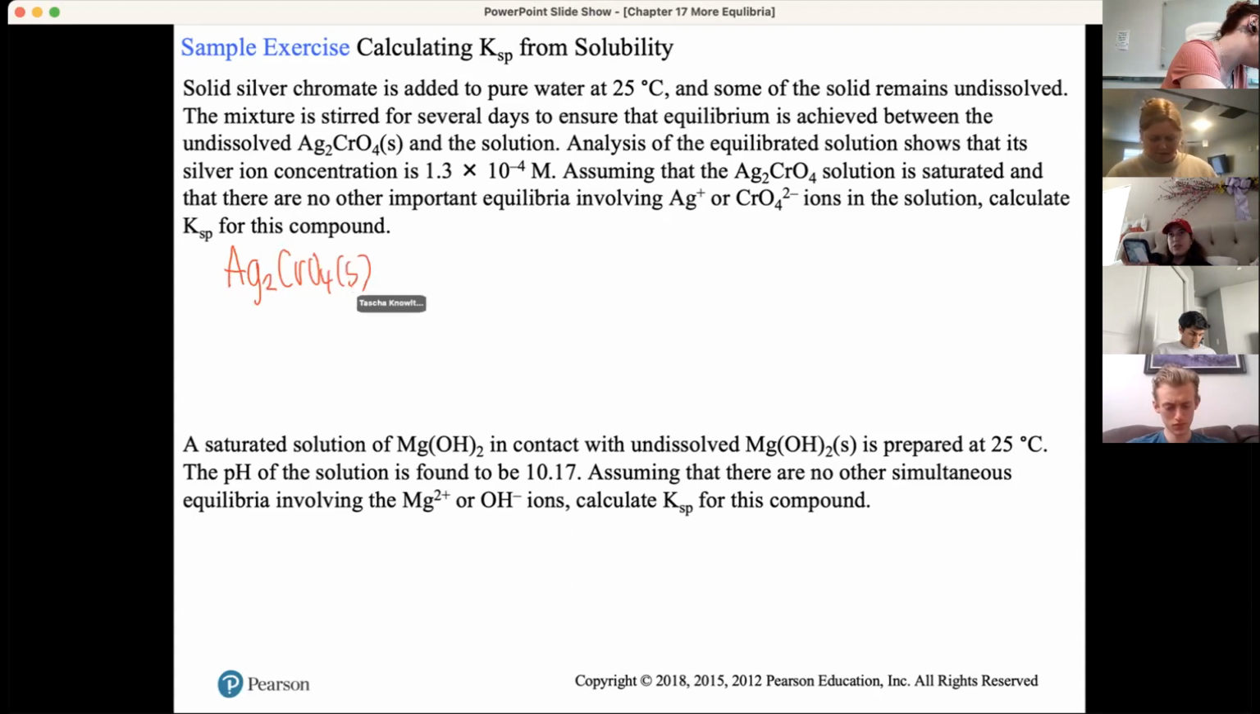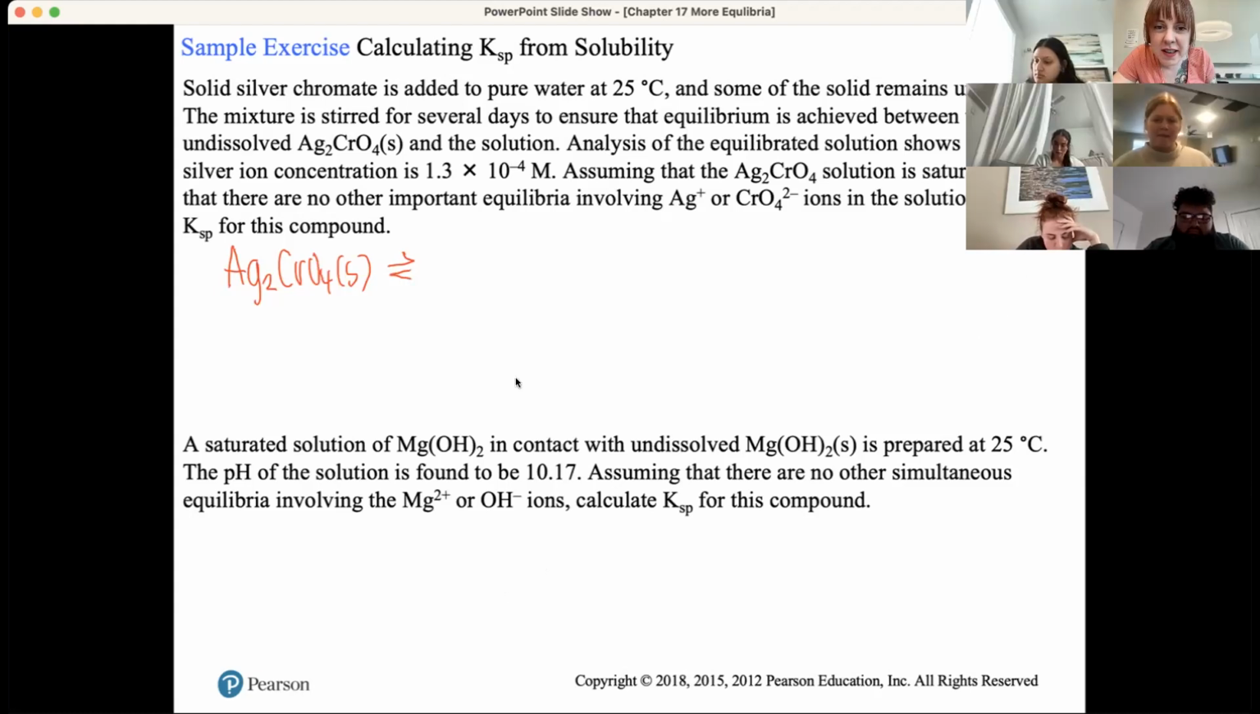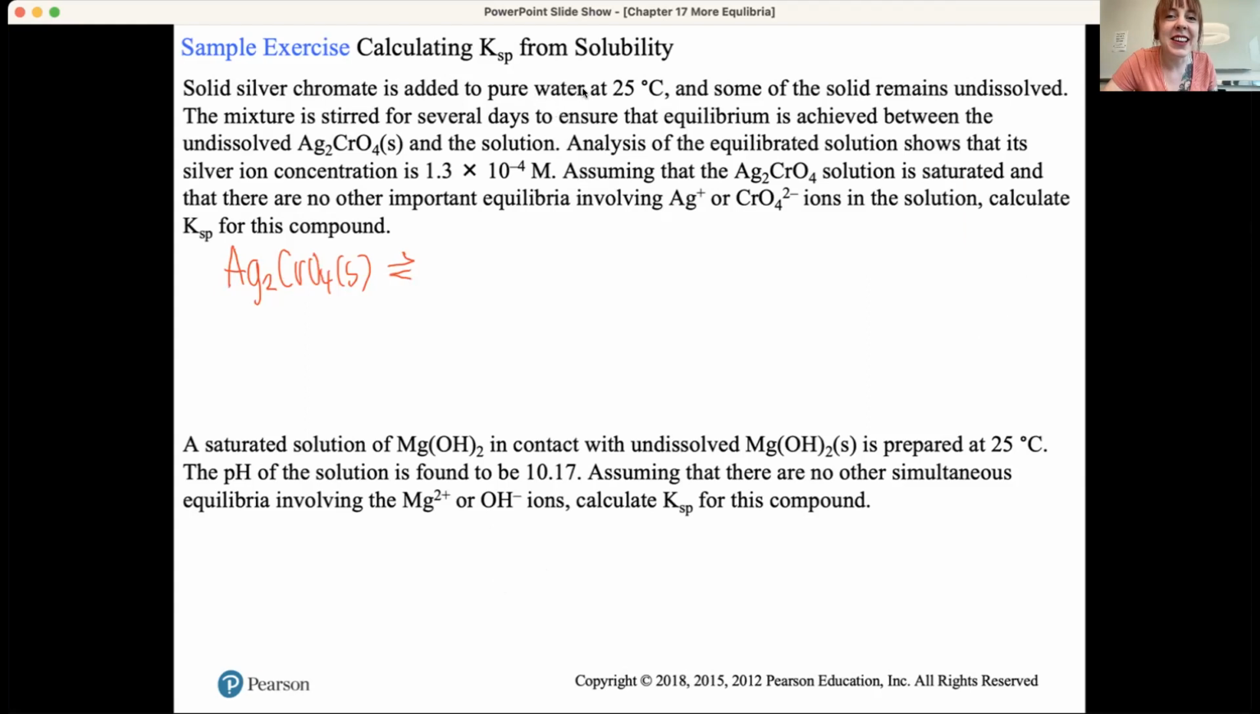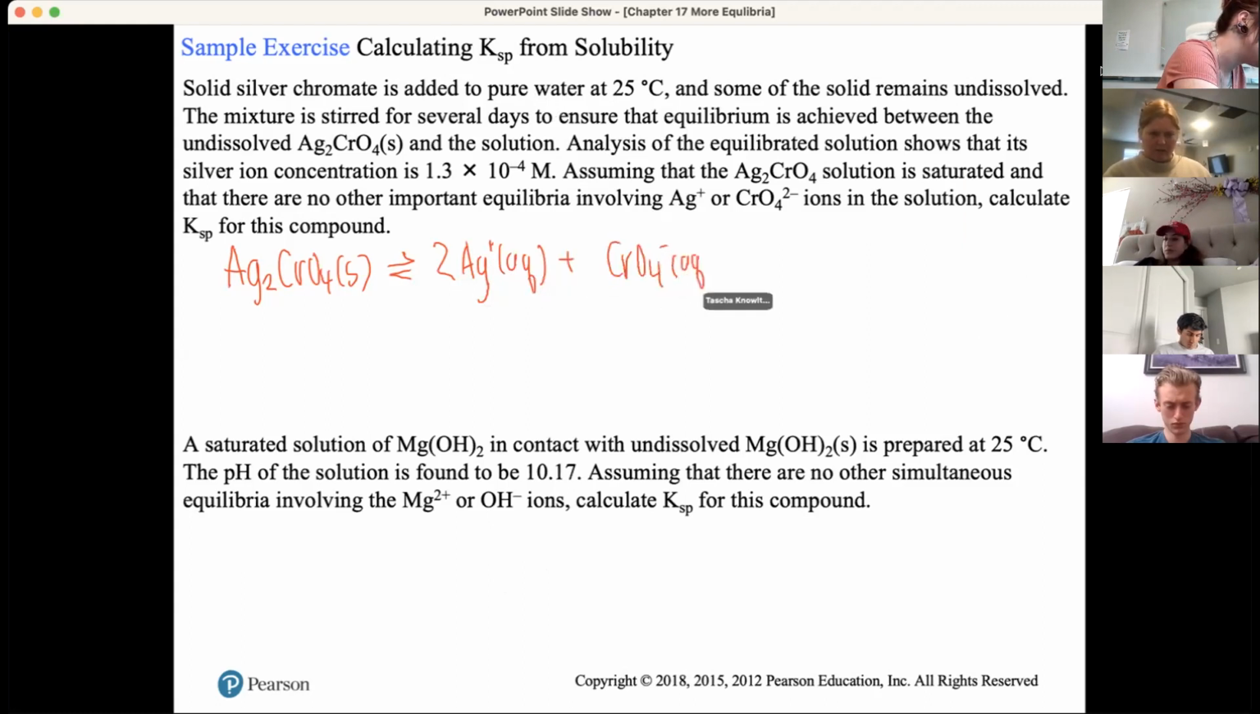Chromate, solid. Dissociates into how many silvers? Show me on your fingers. Hold on, I'm gonna look at everybody. Okay, how many silvers? Good, Taylor. How many chromates? Oh, good, yes. Good, 1. So we have 2 silver and 1 chromate. Good, okay. Now, I like to just do the KSP expression.